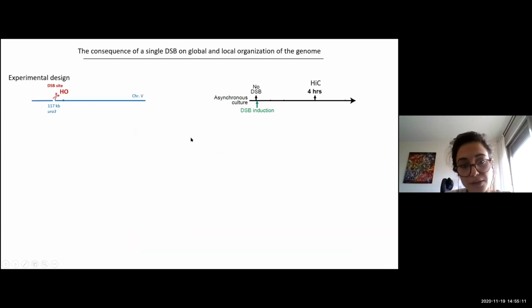So we are combining this technology with an experimental system that allows us to induce a single double-strand break by the expression of HO endonuclease in the presence of galactose. In this system, the cells are haploid, and the double-strand break is irreparable by homologous recombination. Most of the time, we start from an asynchronous culture. At T0, galactose is added to the media, so the double-strand break is induced, and cells are collected 4 hours after double-strand break induction.